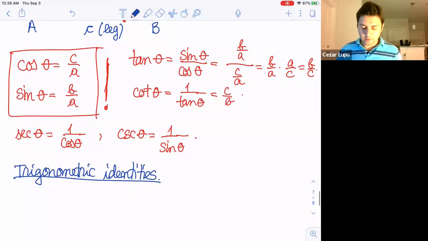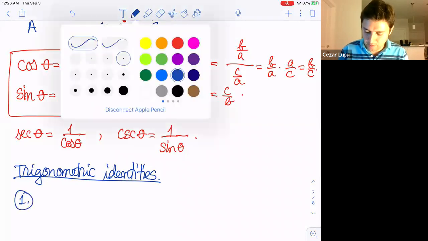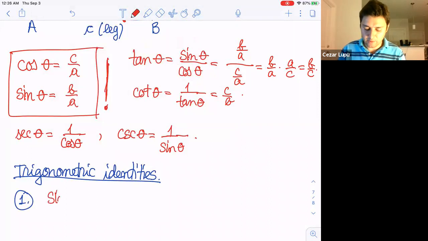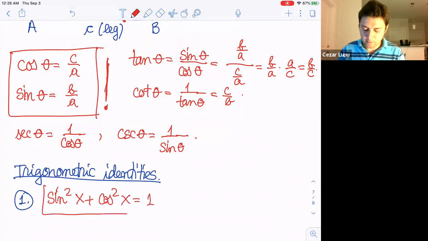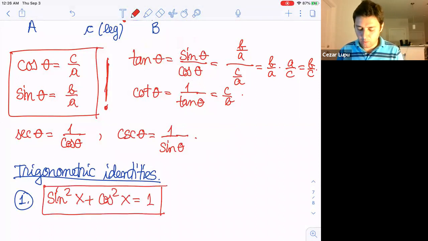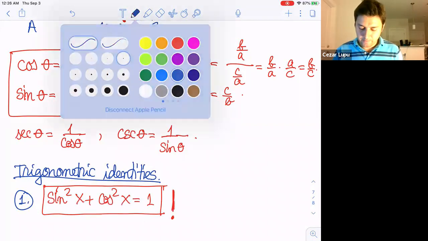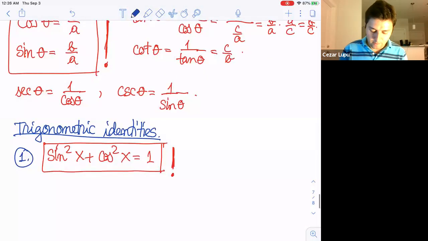And here, I will start with the most important one, which is the trigonometric version of the Pythagoras theorem, and says that sine squared of x plus cosine squared of x will always be equal to 1. Always. So keep this in mind.